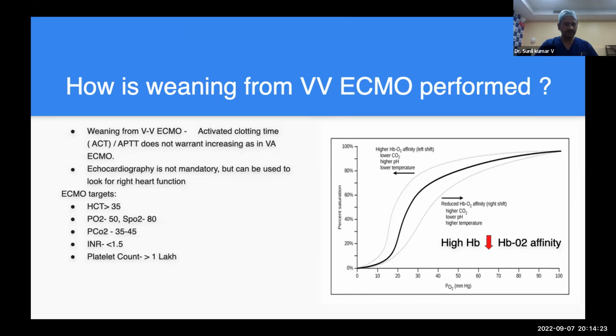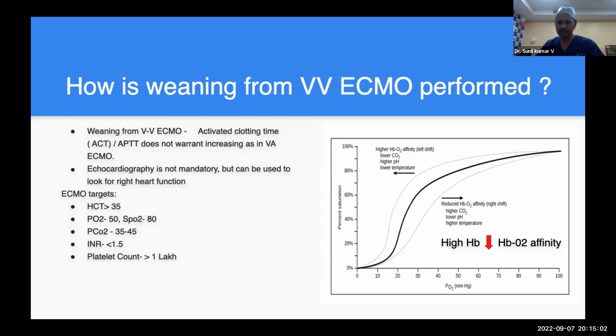So our basic VV ECMO targets are: we try to keep a hematocrit of more than 35%, PO2 of more than 50, saturation of 80, and PCO2 in the initial stages around 35, because we don't want the patient to breathe and struggle. And once we are planning to wean, we keep it around 45, so that the CNS response to spontaneous breathing will be triggered. And we keep an INR of less than 1.5 and a platelet count of more than 1 lakh.